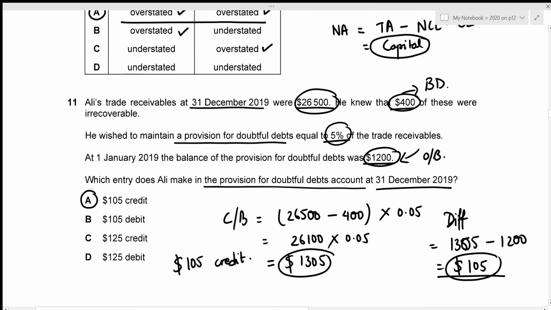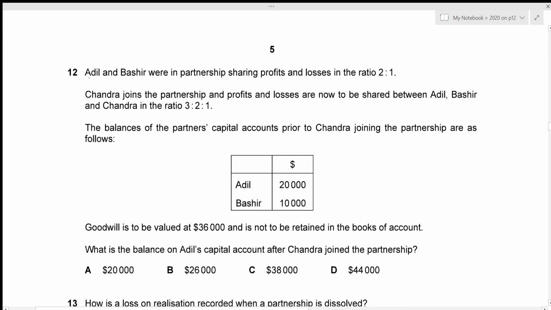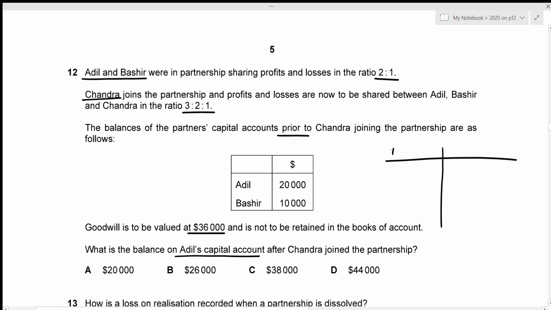Now we can move towards question number 12. Adil and Bashir were in partnership, sharing profits and losses in the ratio 2:1. Chandra joins the partnership and profits and losses are now to be shared between Adil, Bashir and Chandra in the ratio 3:2:1. Now the balances of the partners' capital accounts prior to Chandra joining the partnership are as follows. Goodwill is to be valued at 36,000 and is not to be retained in the books of accounts. We need to figure out the balance on Adil's capital account after Chandra joined the partnership. So I'm just going to create Adil's capital account here. This is the debit side.